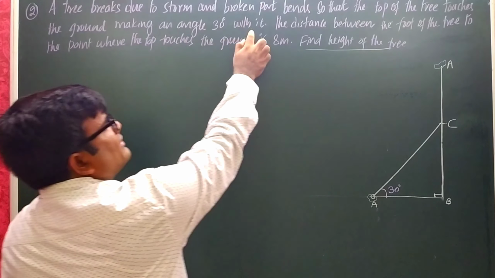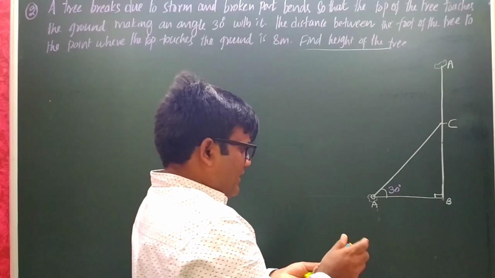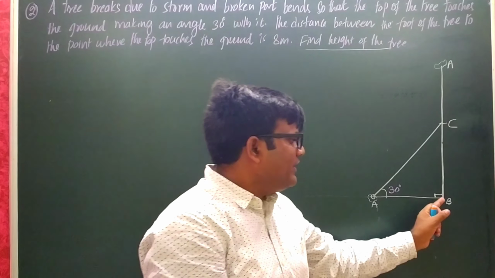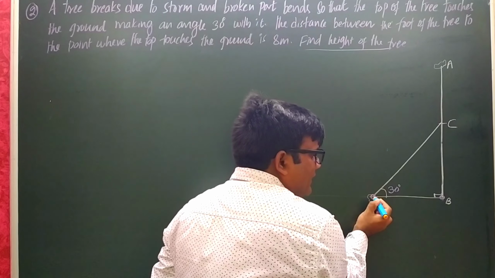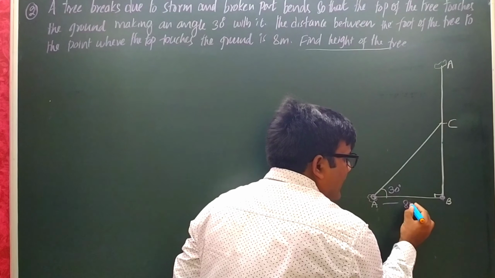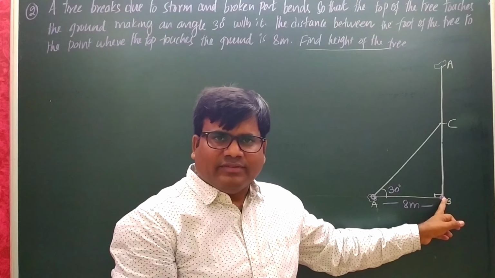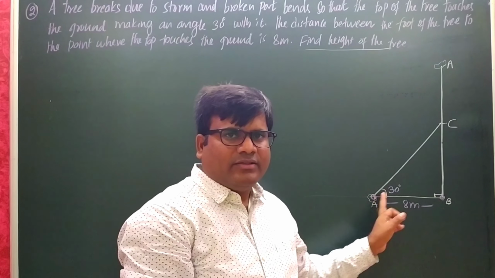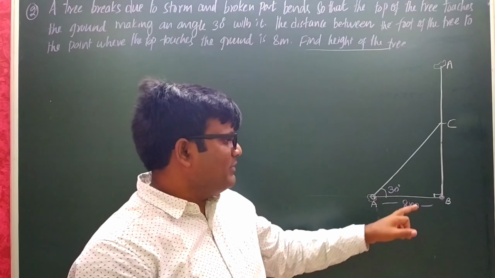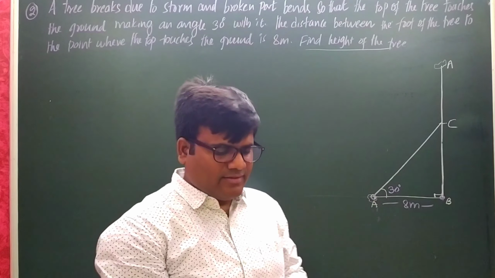So making an angle 30 degrees with the ground. Next, the distance between the foot of the tree and the top of the tree is 8 meters. This one is the foot of the tree. Here A is the top of the tree. So the distance between these two is 8 meters. So these are two clues, 8 meters and 30 degrees.